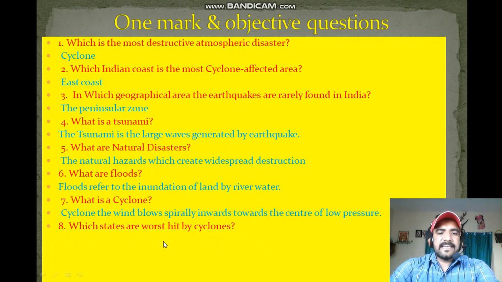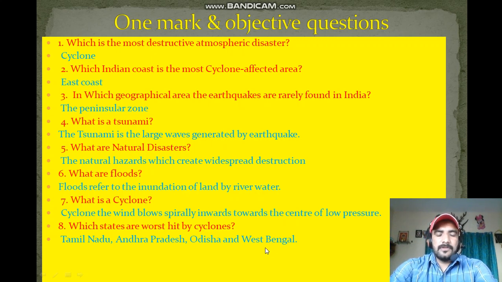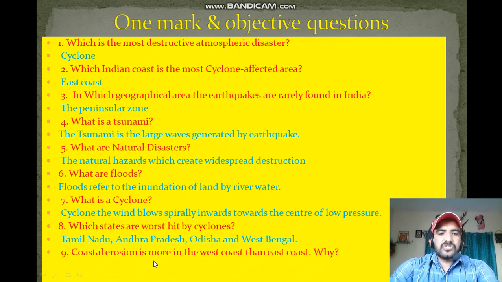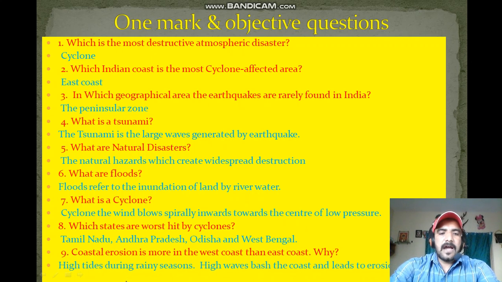Next one, which states are worst hit by cyclones? The states are Tamil Nadu, Andhra Pradesh, Odisha and West Bengal. You know that recently Amphan was the cyclone that hit the eastern coast. Next one, coastal erosion is more on the west coast than the east coast. Why? Because the high tide during the rainy season and high waves lash the coast and lead to erosion. So the west coast is more highly damaged than the east coast.